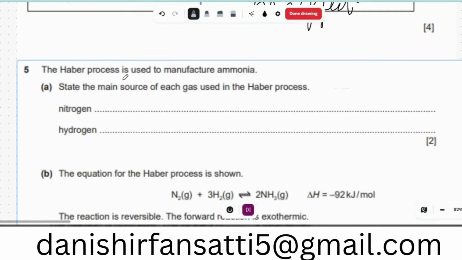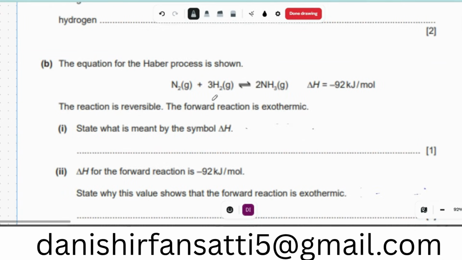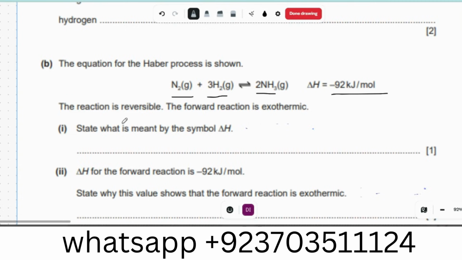Question number 5 is the Haber process is used to manufacture ammonia. State main source of each gas used in the Haber process. Nitrogen we get it from air, and hydrogen we get it from methane, that is a hydrocarbon CH4. The equation for Haber process is N2 plus 3H2 gives us 2 moles of NH3. That is exothermic reaction because energy is released. So what is meant by the symbol delta H? Delta H means enthalpy change.